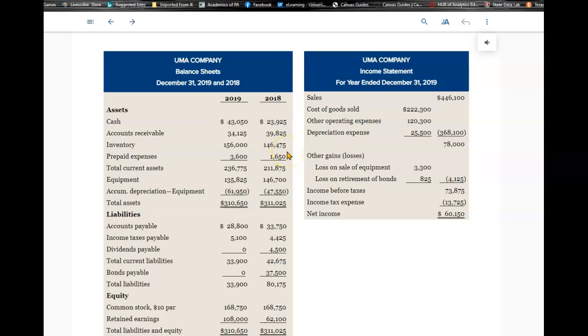We also have an increase in prepaid expenses. So we went from $1,650 to $3,600, which is a change of $1,950. Prepaid expenses are expenses we pay for in advance that would indicate a use of cash or a cash flow out. And so that would be a subtraction. We would subtract that from our net income figure to move back towards a cash basis item.